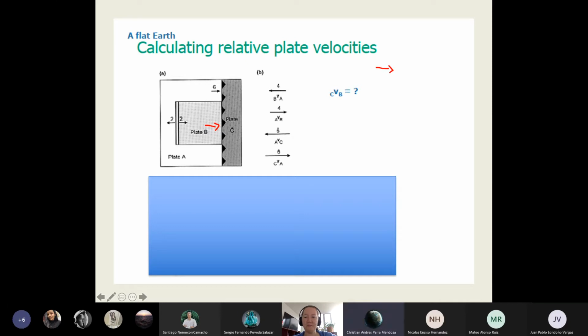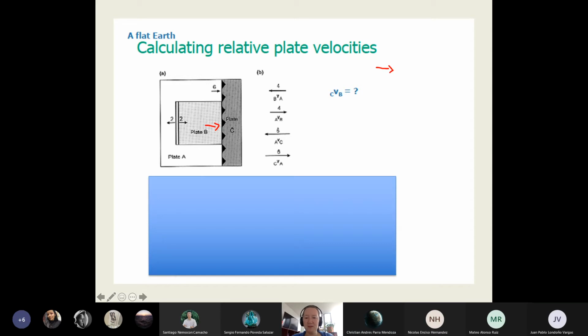I simply looked at plate A relative to plate C, which is moving at 6. Plate B is on plate A, we could say, but because of the ridge it is also moving at a velocity of 2 with respect to plate A, in the same direction. They are both moving the same way. So 6 plus 2 is 8, with respect to C. Okay.